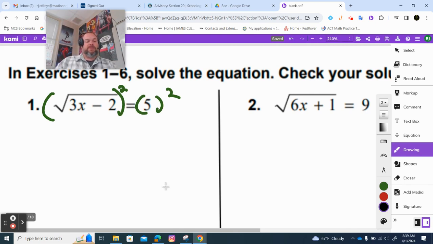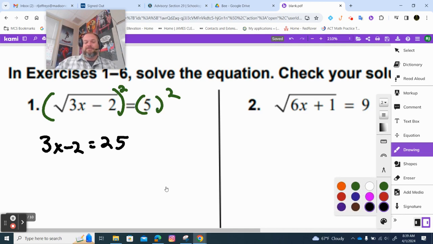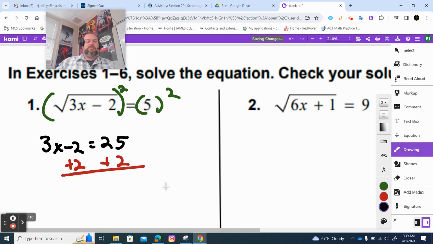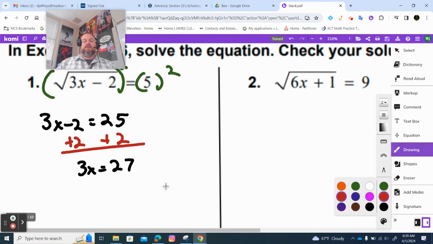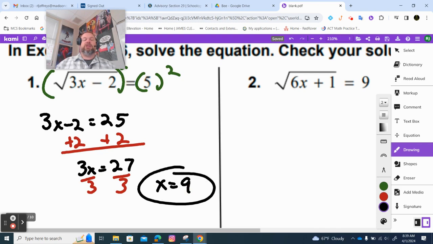All right. It takes the roof off of this. 5 times 5 is 25. Because 25 is a lot funnier than 24. We add 2. And now we divide. We get 9. I know it says check your solution.